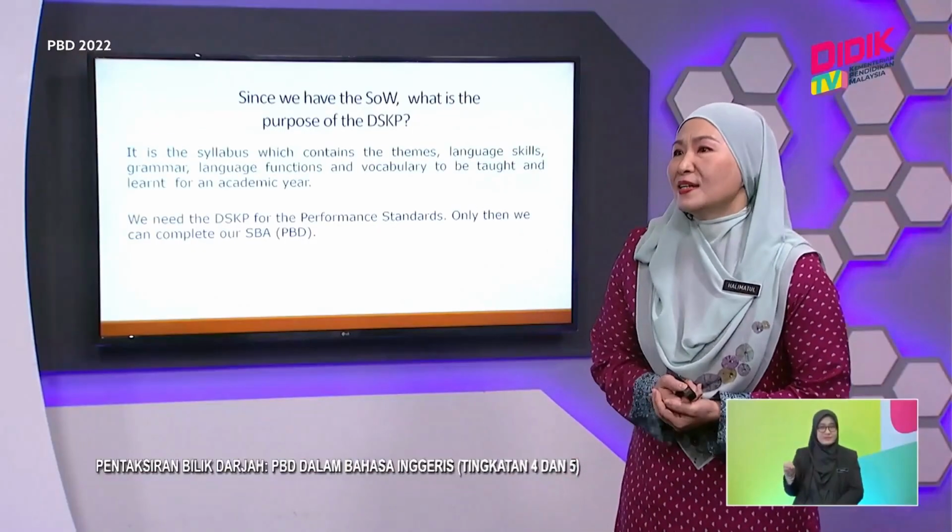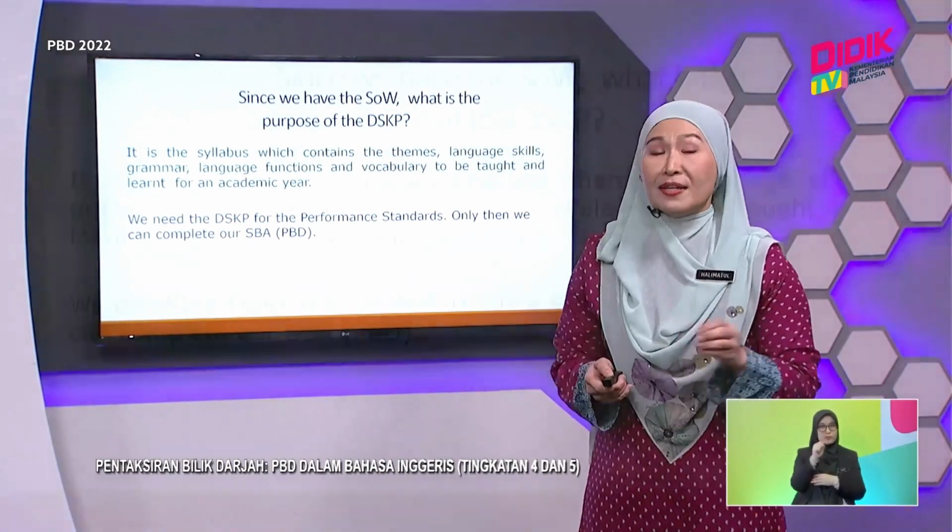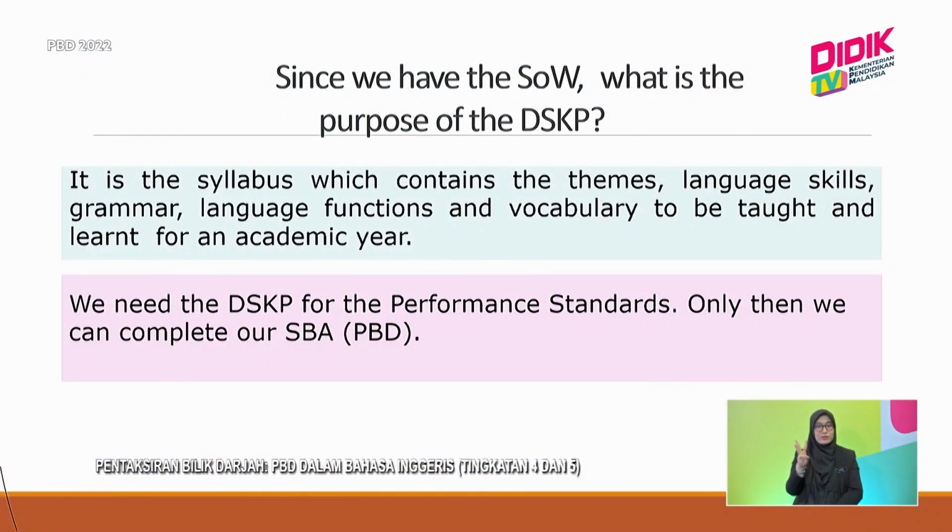Okay, in the first slide, there's a question here. Since we have the SOW, which is the scheme of work, where teachers need to refer to whenever they plan their lessons, what is the purpose of the DSKP? And as you can see in the slide, it's very basic. In our SOW, we are only shown the learning standards and ideas on how to plan the lesson and execute the lesson. But in order to award the TP or the performance standards that the pupils deserve, we need the DSKP for that. Okay? Only then we can complete our SBA or PBD.